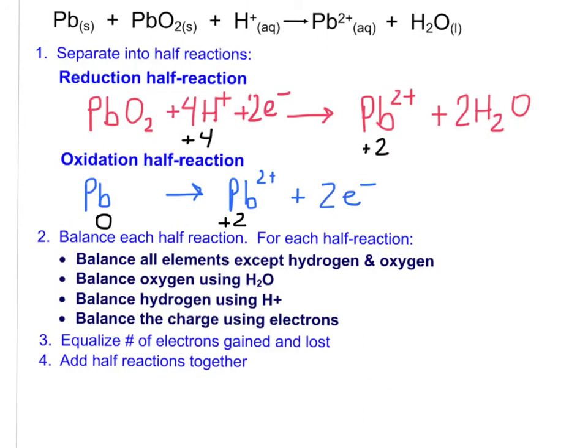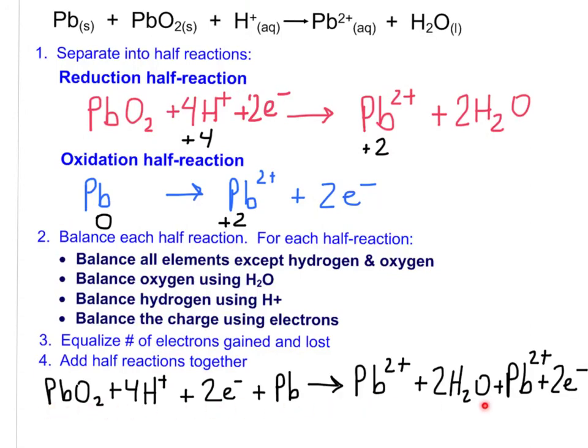Now I'm ready for my next step, which is to equalize the number of electrons gained and lost. Now this is really nice because we have 2 electrons on the left side, and to the right of the arrow, we see we have 2 electrons. So we don't need to multiply either equation by anything because the number of electrons gained and the number of electrons lost is the same. So now we can move on to step 4, add the half reactions together.